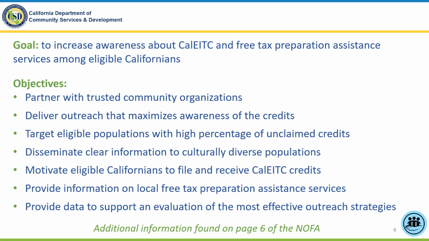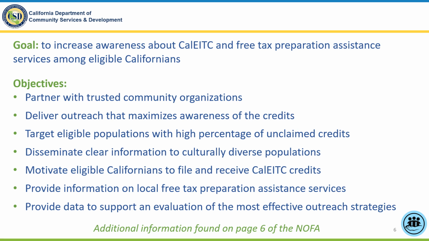As previously stated, the goal of this NOFA is to increase awareness about CalEITC and free tax preparation assistance services among eligible low-income California individuals and families. These efforts will also result in an increased awareness of the federal EITC credit. Our objectives: partner with trusted organizations in the community to implement effective education and outreach strategies.